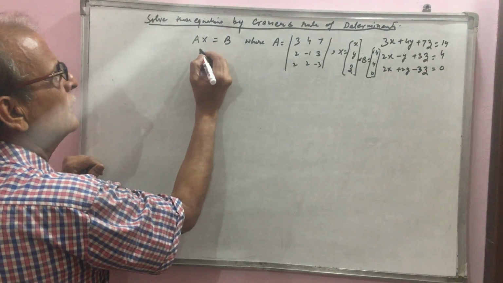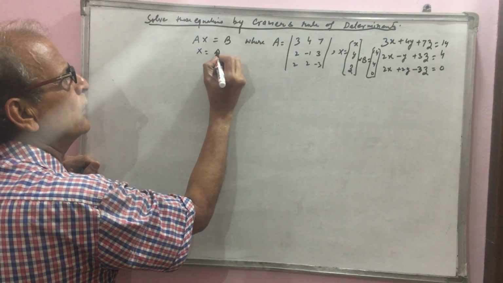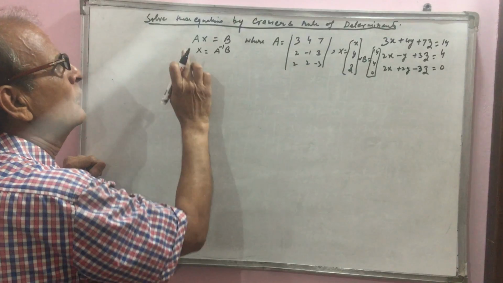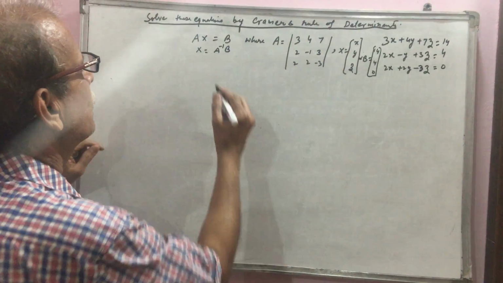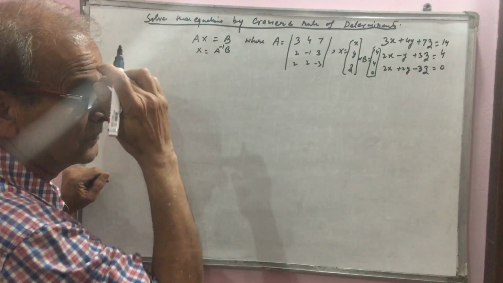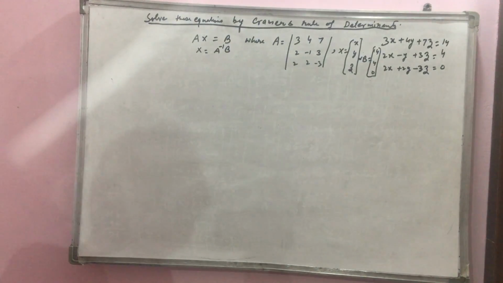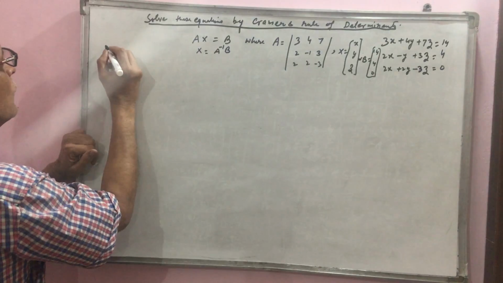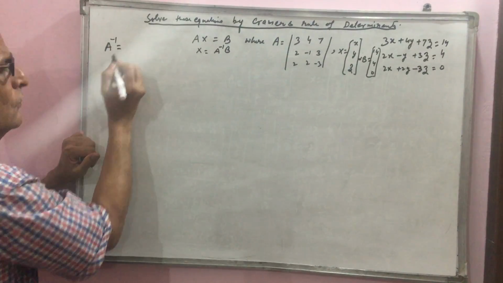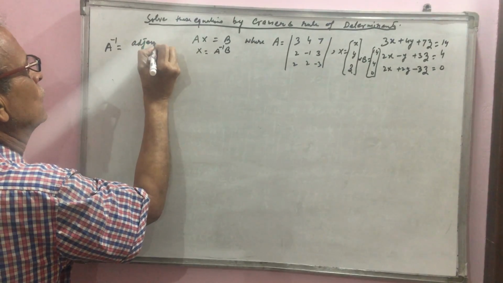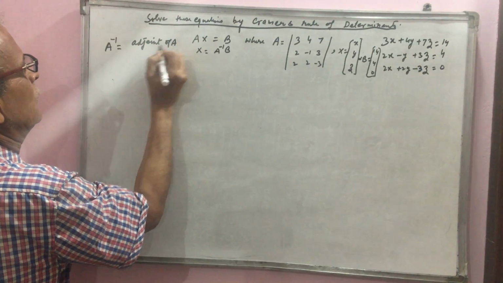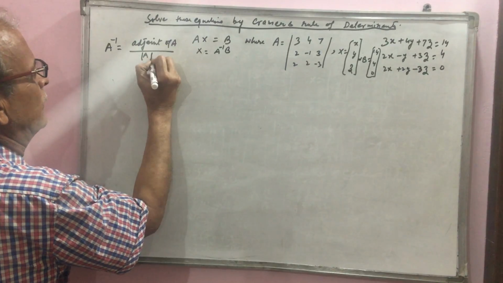And from here, this X will be equal to A inverse B. When A goes to that side, it is called A inverse. And the formula for A inverse is equal to adjoint of A divided by determinant A.